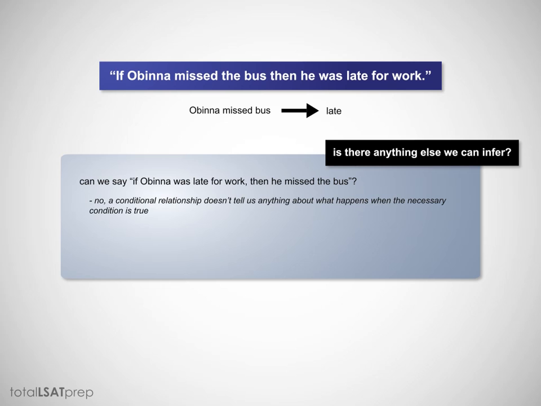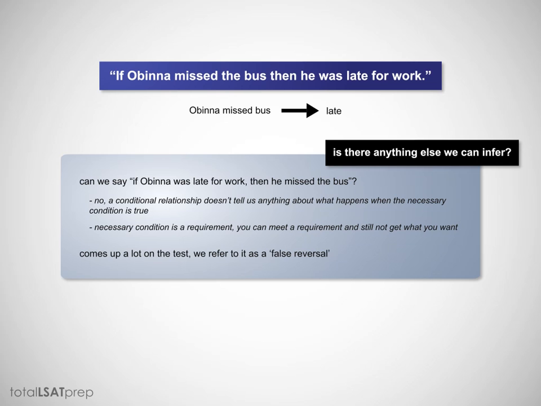A conditional relationship doesn't tell us anything about what happens when the necessary condition is true. A necessary condition is a requirement. So you can meet a requirement and still not get what you want. And this comes up a lot on the test as well, and we refer to it as a false reversal.